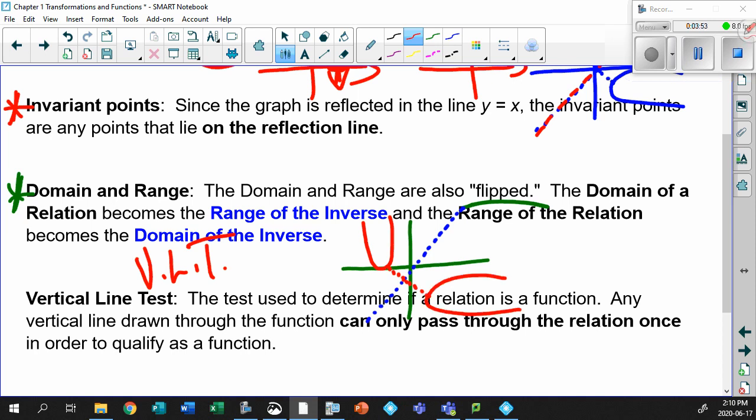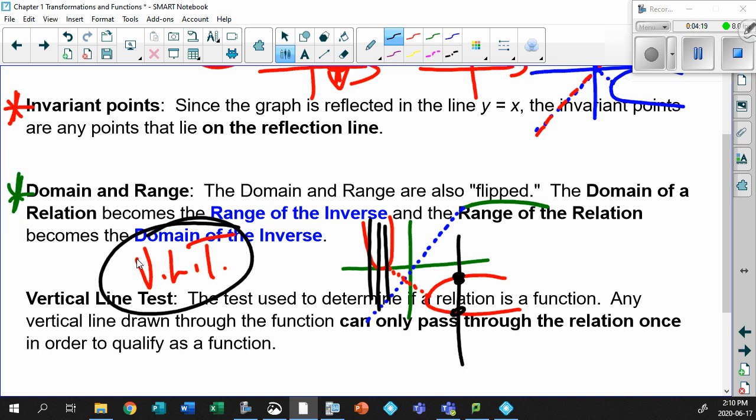Okay, check this out. If you do a vertical line test on the original, look at this. Vertical line test means it only touches this thing in one spot, no matter how many vertical lines we put through. But watch what happens if I do a vertical line test on the inverse. Guess what? It's no longer a function. It cuts through 2 points. So your inverse may not necessarily be a function.